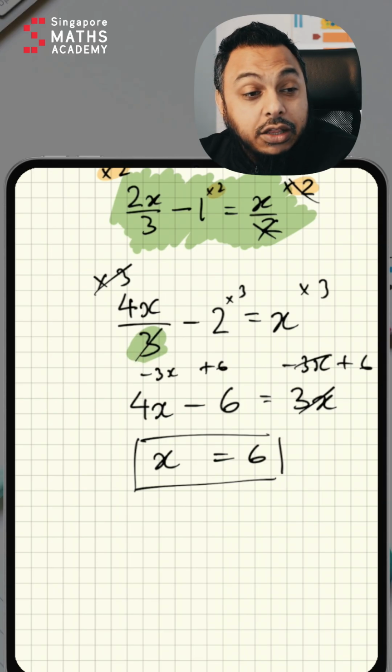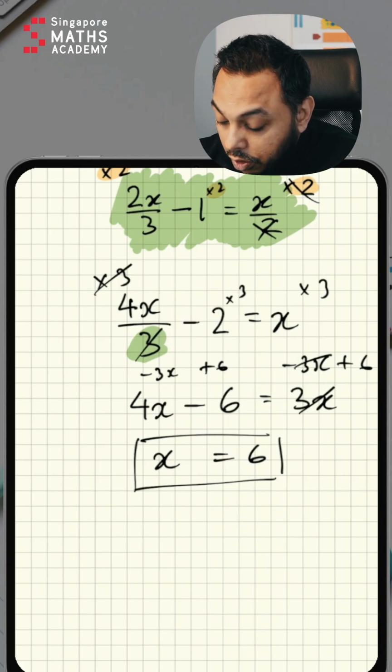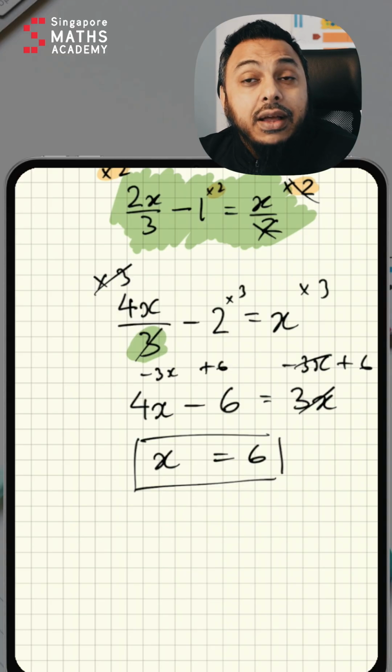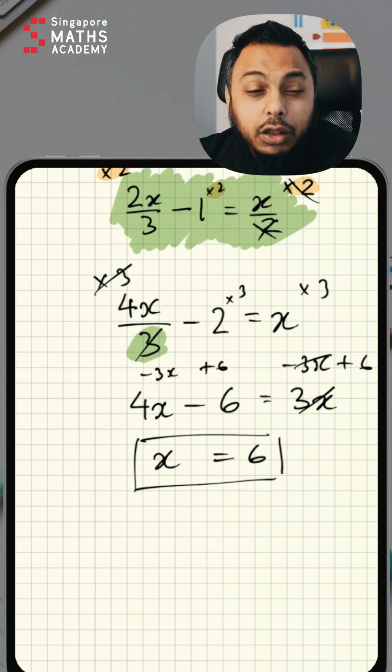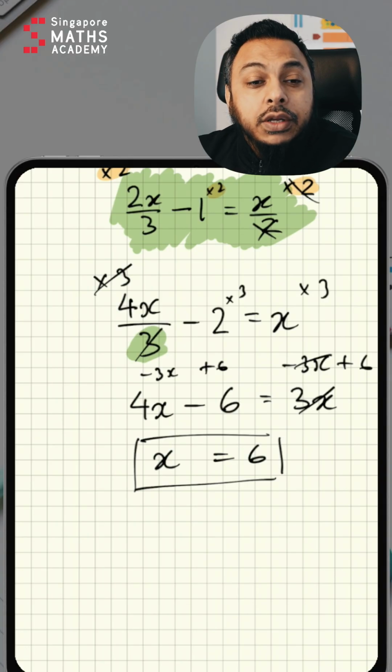The key thing here though is not to forget to multiply everything by 3. That's one of the key points that a lot of students forget and make mistakes on. So have a look at our next video and see if you can solve that before looking at the video all the way through to see the solution.